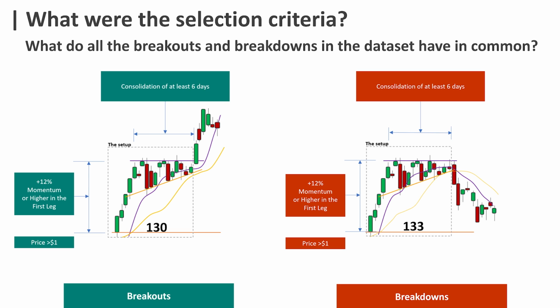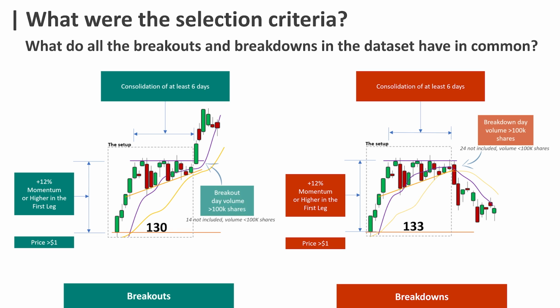A consolidation of at least 6 days, a breakout or breakdown daily volume of more than 100k shares. Because of this, 14 breakouts and 24 breakdowns were not included in the study, but they did happen, and a breakout or breakdown of more than 7.5% for all the setups that were identified.